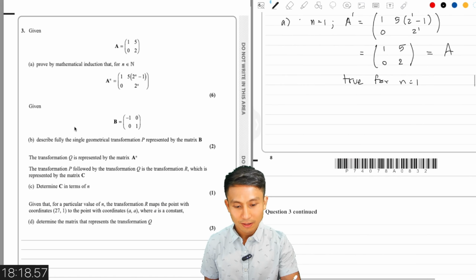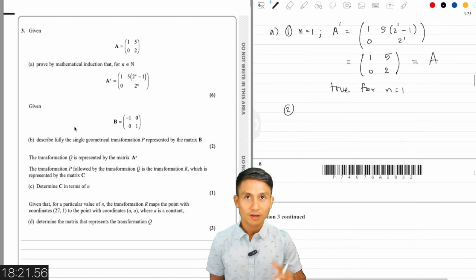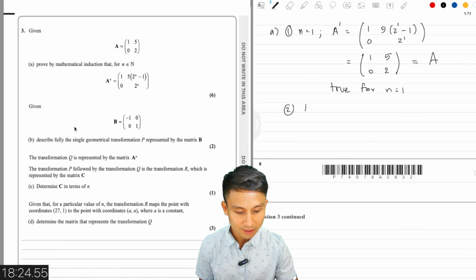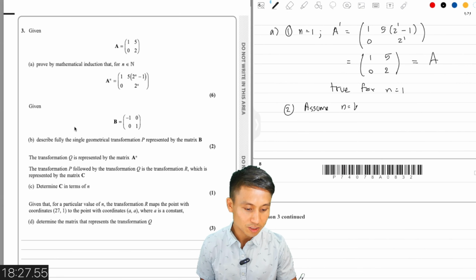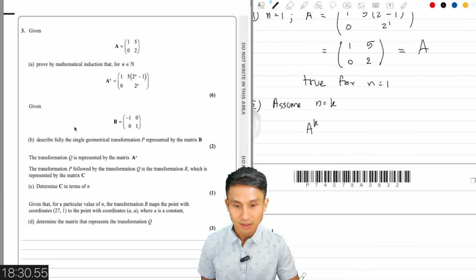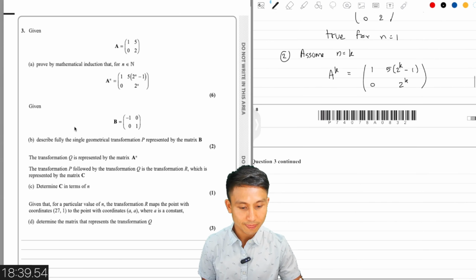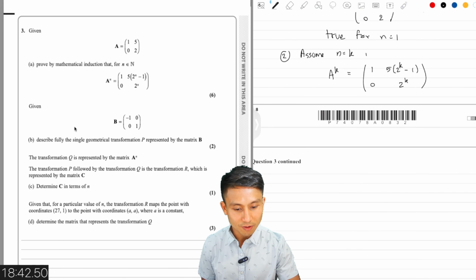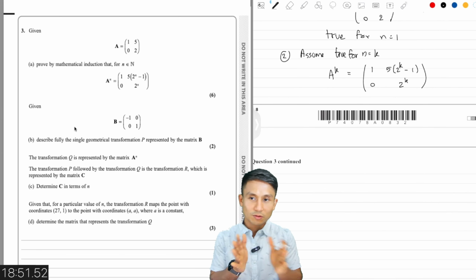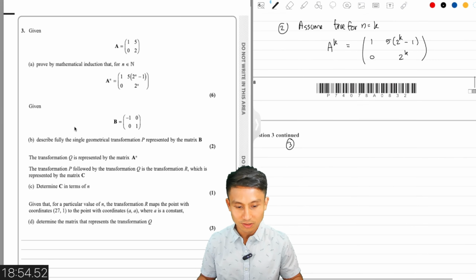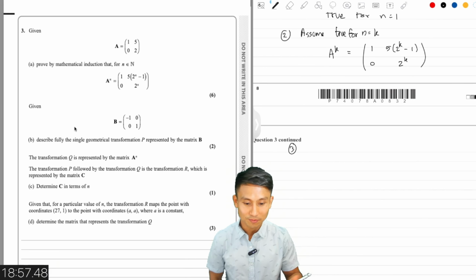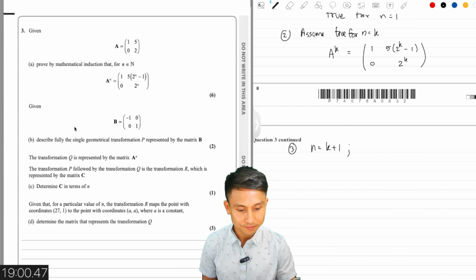That's the first step. The second step is called the hypothesis step, the assume step. So assume n equals k. So we're going to get A to the k would be 1, 0, 5, 2 to the k minus 1, and 2 to the k here. I've got to write assume true for n equals k, like that. So we're going to keep this result and use it in the third step, which is the inductive step, n equals k plus 1.